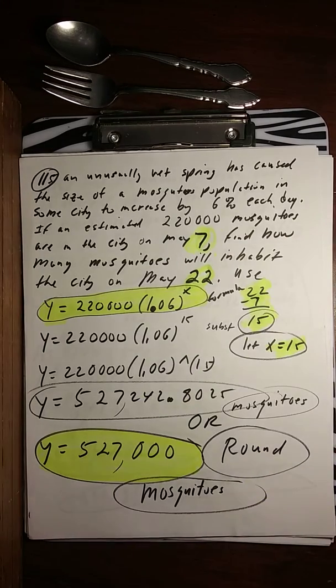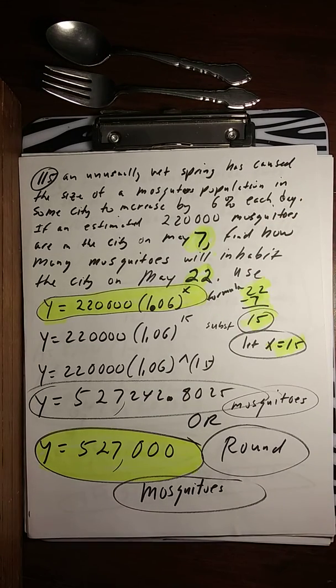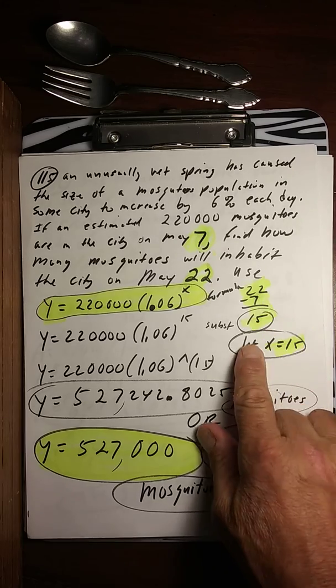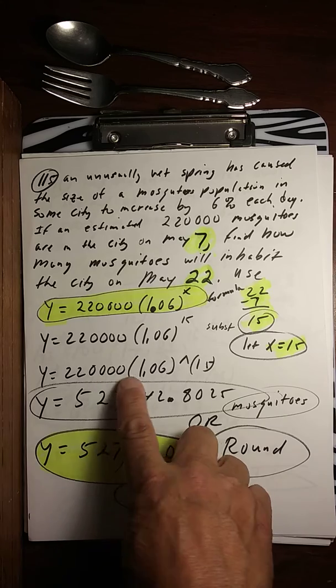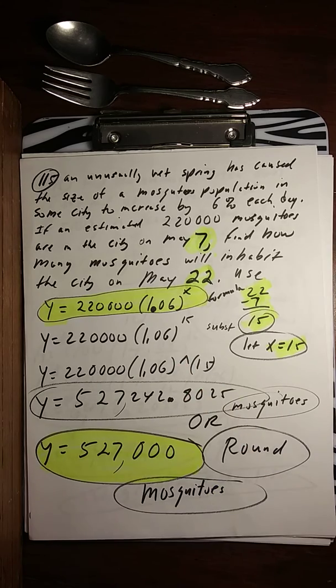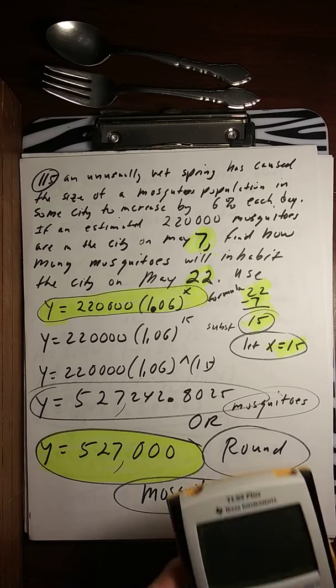22 minus 7 is 15, so put a 15 in there. Put a power of 15, this number to the power of 15, and I guess just do it in the calculator. Let's just do that. Okay, let's put it in here.